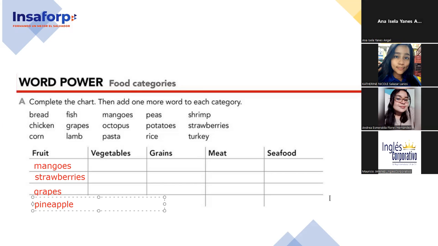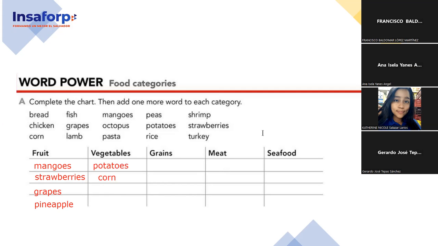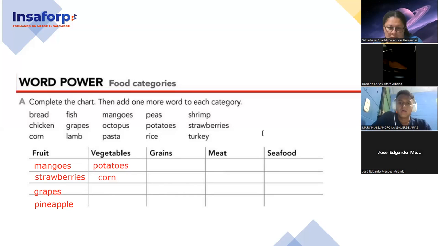Andrea. Hello, Andrea. Welcome. Good evening. It's nice to have you. With vegetables, please. Tell me the vocabulary that goes here with vegetables. Potatoes. Okay, potatoes. Very good. Corn. Okay. I don't know. That's okay, no problem.